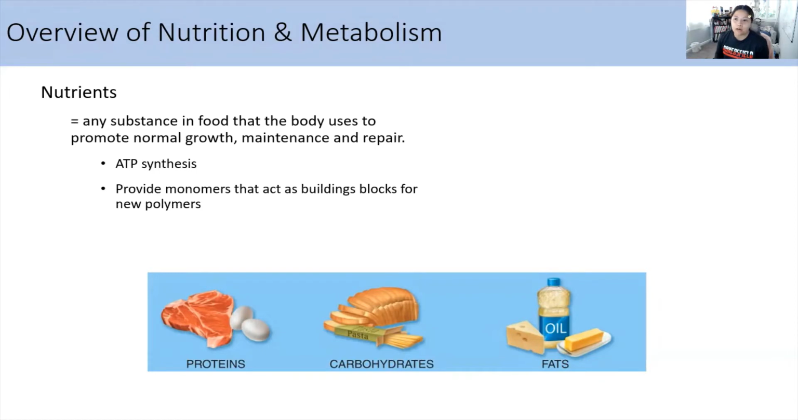The nutrients provide monomers. We just went over the digestive system, and we break down the food that we eat into the monomers, and then the monomers are used to build up new polymers that are used in the body, because the food molecules that we eat are not the same as the body molecules that we make. So we break down the food into the monomers, the amino acids, the monosaccharides, and the glycerol and fatty acids, and we use that to make the proteins, carbs, and fats of our body.